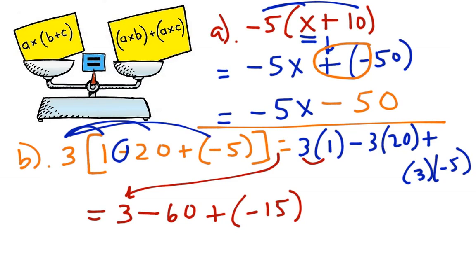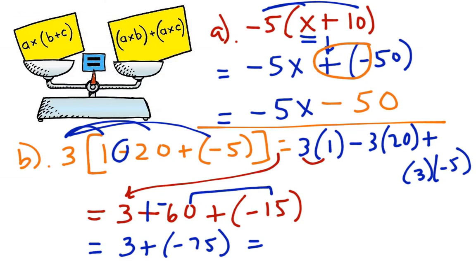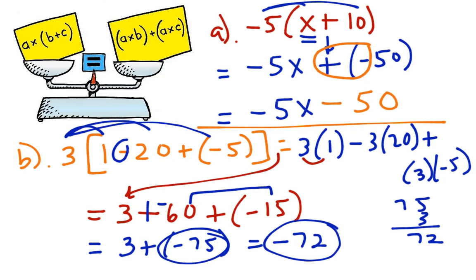I'm going to change subtraction to addition and change the sign of my 60 to the opposite. So 3 plus negative 60 plus negative 15. I'm going to combine my two integers that have the same sign. That's going to give me negative 75. And then I have addition to do, and I get 72, but it's a negative 72 because my integer has a negative sign in front of it.